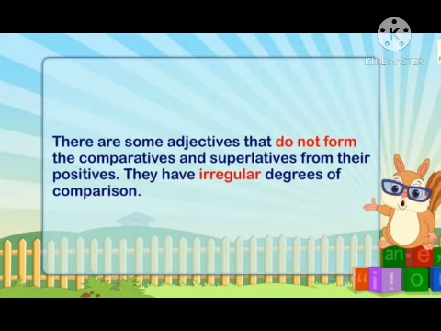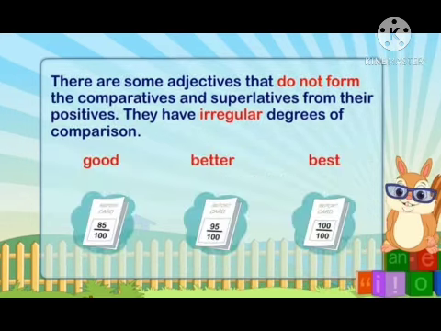Now there are some adjectives that do not form the comparative and superlative from their positives. They are known as irregular degree of comparison. Okay, so there are some words which are known as irregular adjectives. For example, good, better, best; well, better, best; bad, worse, worst; ill, worse, worst; little, less, least. I will give the example. Let us see the example now.